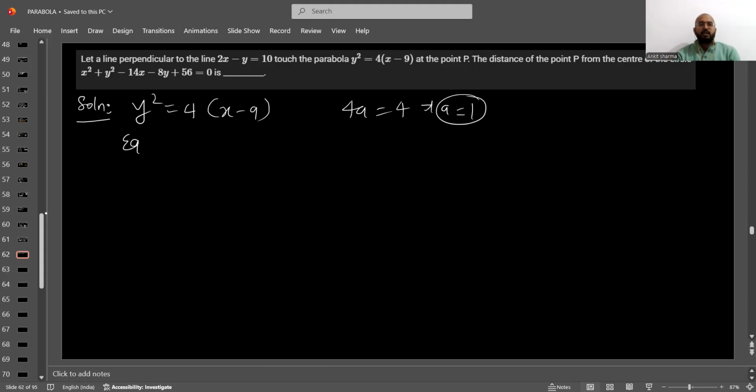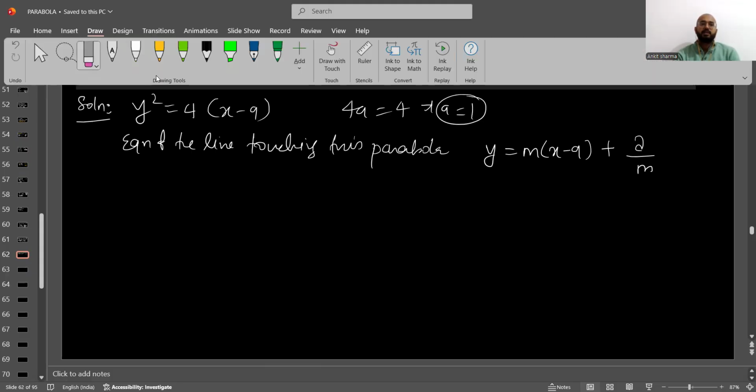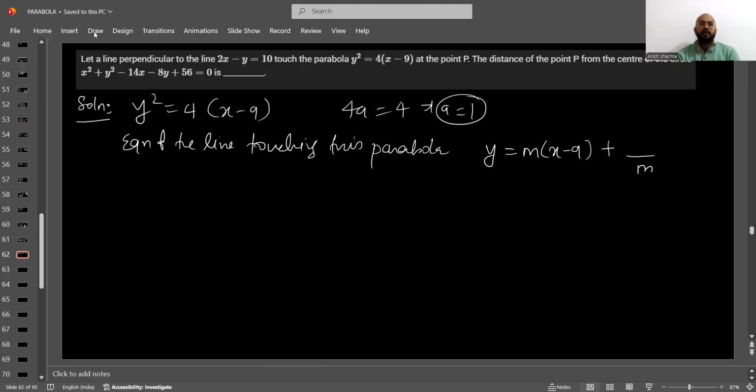So the equation of the line touching this parabola will be y is equal to mx plus a by m, and since this is a shifted parabola and a is 1, I'll be having 1 by m in the equation. So 1 over m. Now I need to get m anyhow.